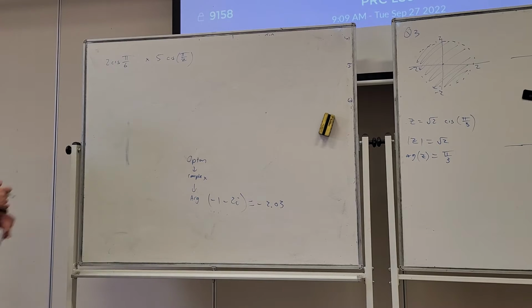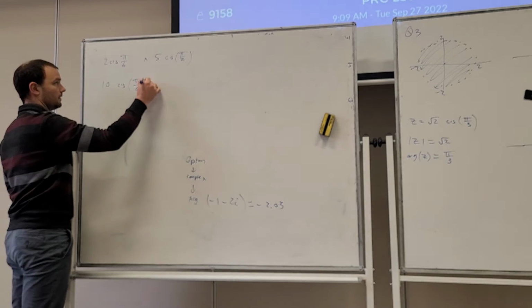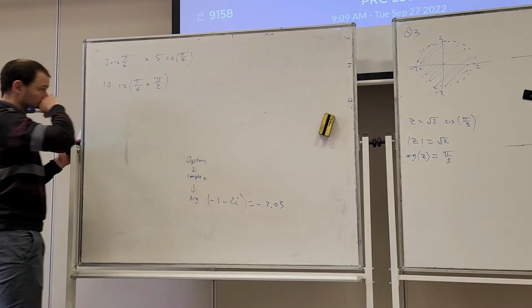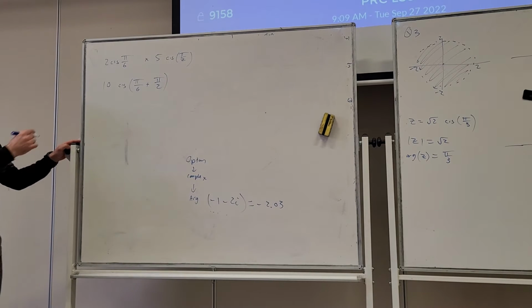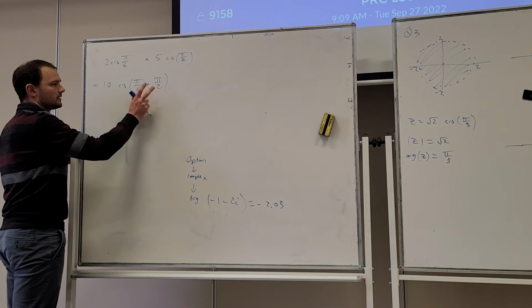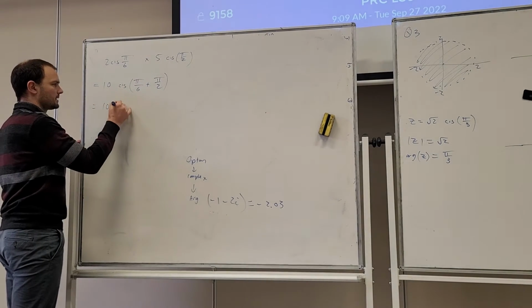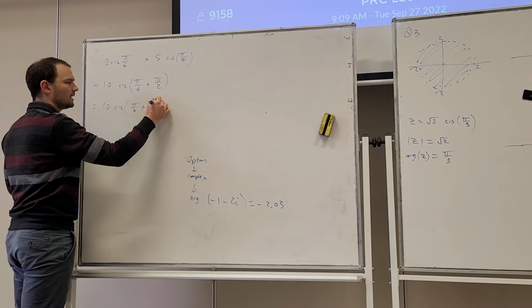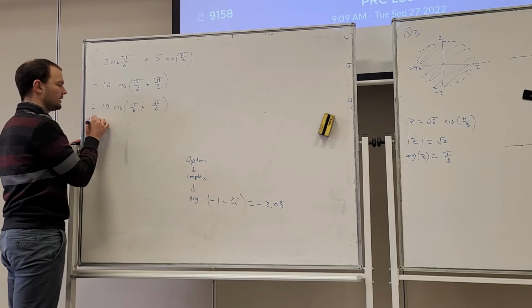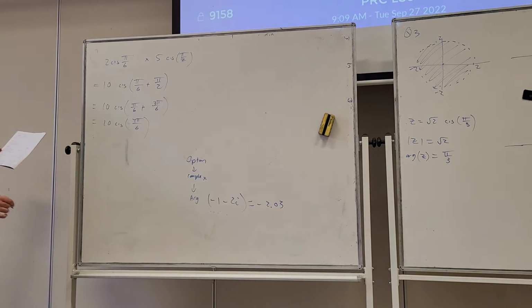So the 2 and the 5 are going to multiply together. We have 10, and then we're going to have the sum of the angles, the arguments inside. So that's what that collects to. If we have cis theta times cis phi, it becomes cis of theta plus phi. That's the property we're using here. They're all listed in your notebooks. If we want to add those together, we need them to have the same denominator. So we'll have pi on 6 plus 3 pi on 6. That gives us 10 cis of 4 pi on 6. And we'll simplify to 2 pi on 3, I suppose.